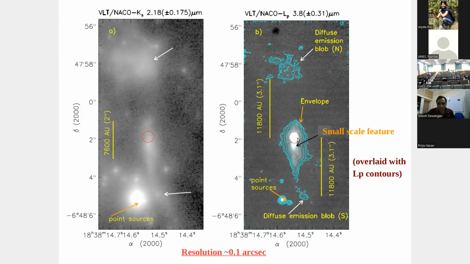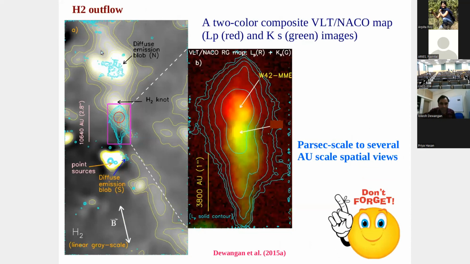If you measure the distance with respect to this point-like source, and also go to the south, you see diffuse emission at an almost similar distance with respect to these point sources. So far we have seen only continuum data. Now I have combined the H2 outflow with respect to this small scale.